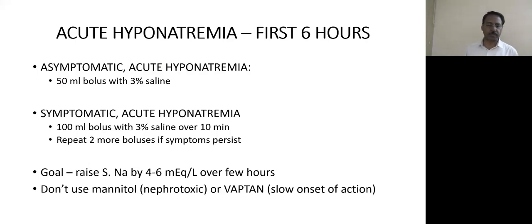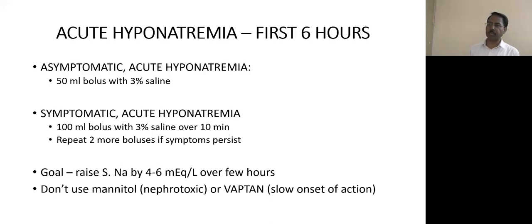So how do we correct that? If it is an asymptomatic acute hyponatremia, you can give them a 50 ml bolus of 3% normal saline. You'll realize most of our treatment uses hypertonic saline. There's a major concern with isotonic saline, even in fluid loss, because of all the hormonal changes. When you do it, there is a lag period. So most of the time, the treatment is with hypertonic saline.